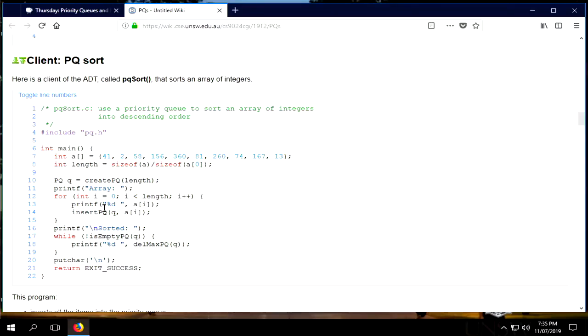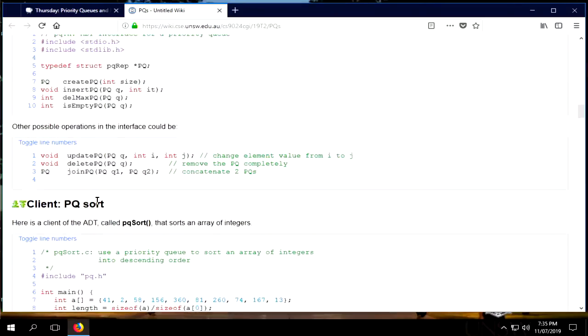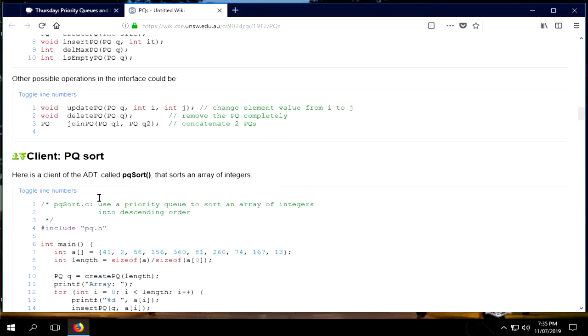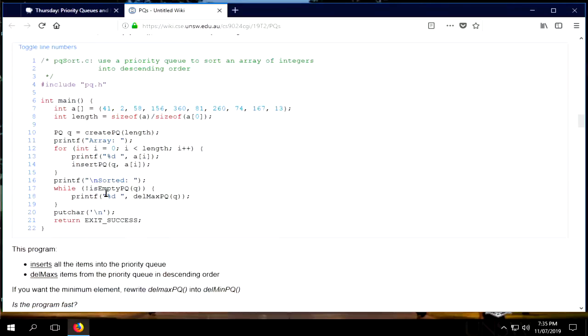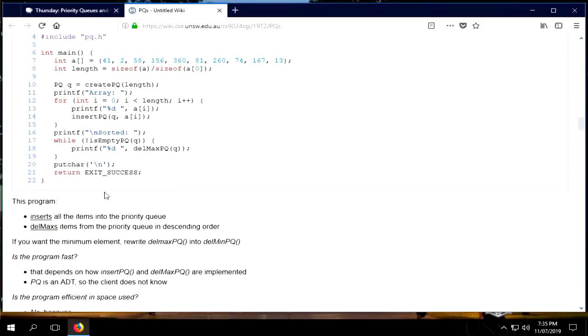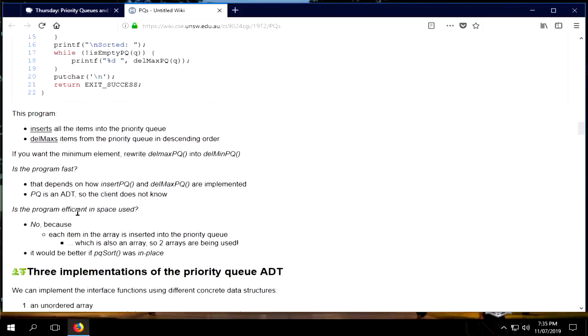So there's my client. I've had now my interface up here. I've got my client, so really I've got sort of 2/3 or 1/2 the problem solved. What about the actual ADT? What about the implementation of insert and delmax?